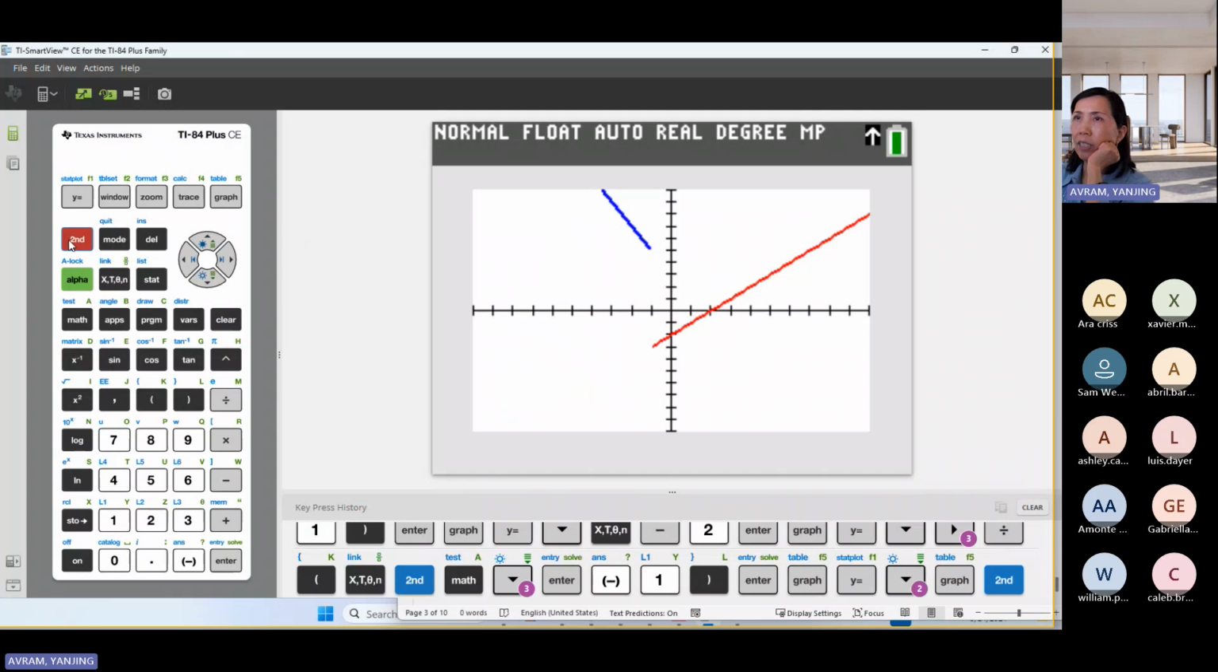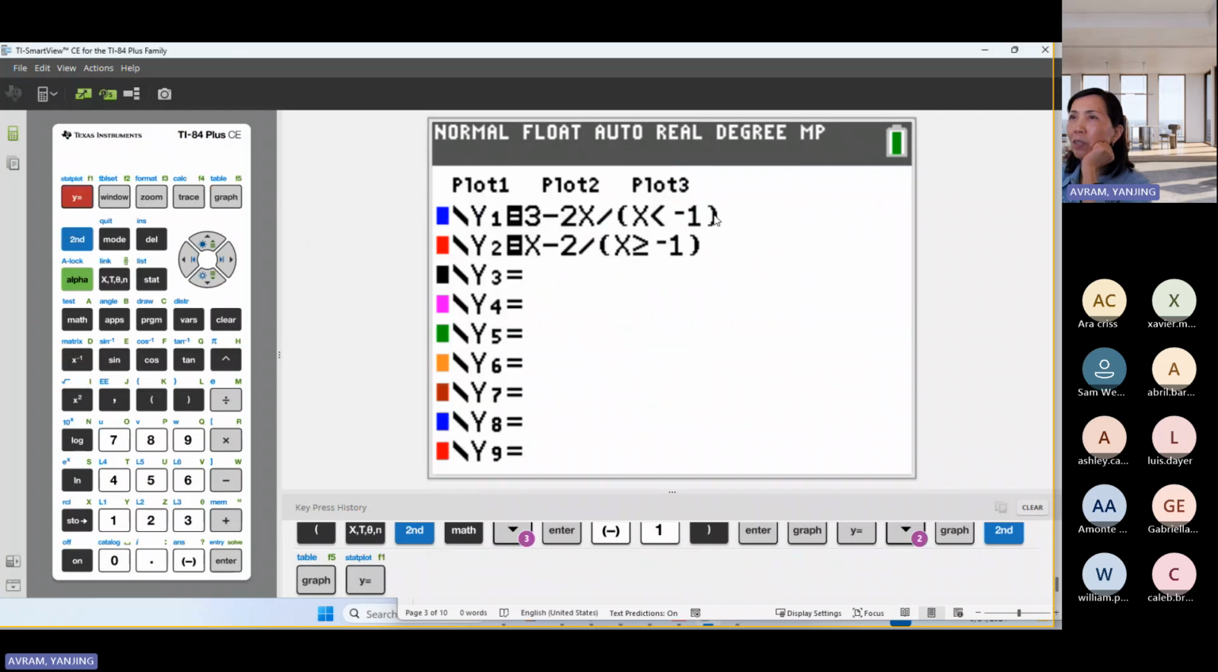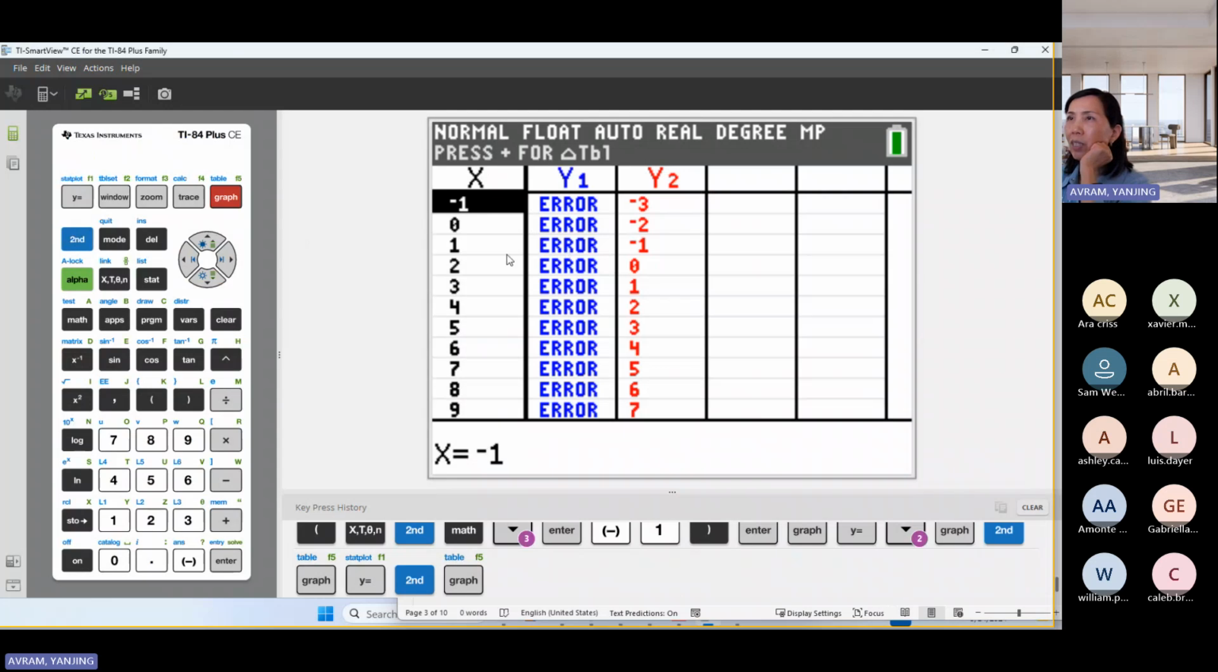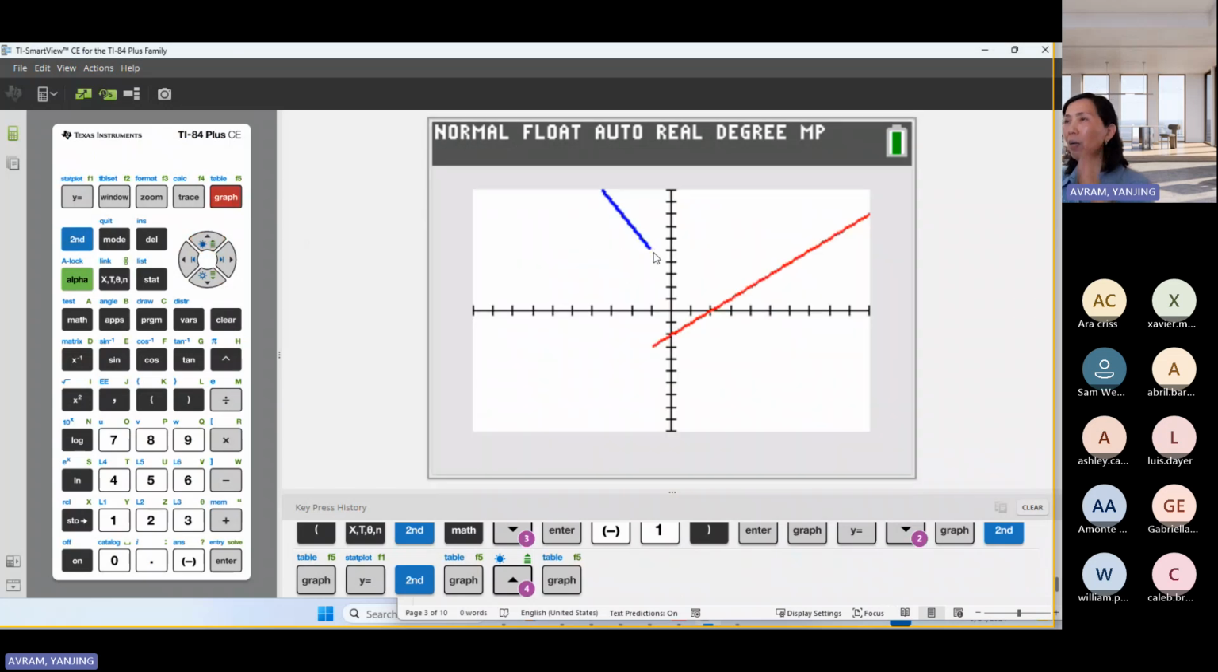If you go to the second graph, you can see the table. Look at it. For the y1, since you specifically say x should be less than or equal to -1, when x is not less than or equal to -1, this will give you all errors. It's similar with y2, because it gives you an error since it cannot graph. Because you specifically put a domain in here for the x.